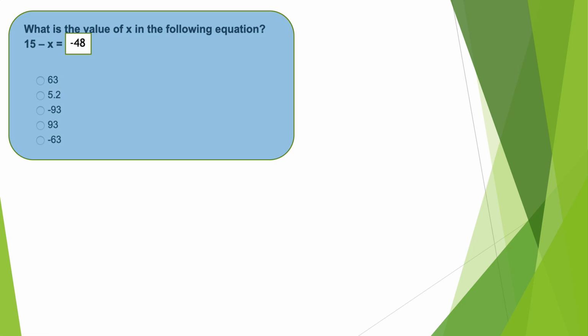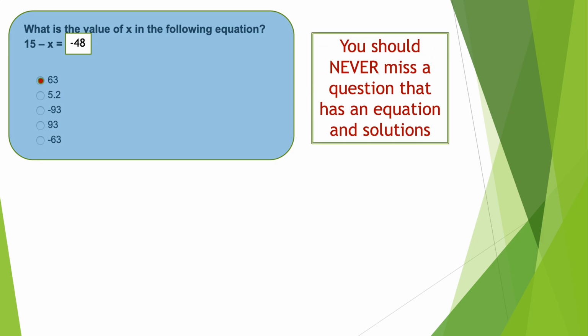Okay. So the correct answer, 63. You should never miss a question that has an equation and its solutions on the test. So if there are questions that say, what's the value of x? And they give you an equation, and they give you 5 answers, you should never miss it. First, hopefully you know how to solve the equation. But if you don't, you do know how to check. You just substitute each choice in.